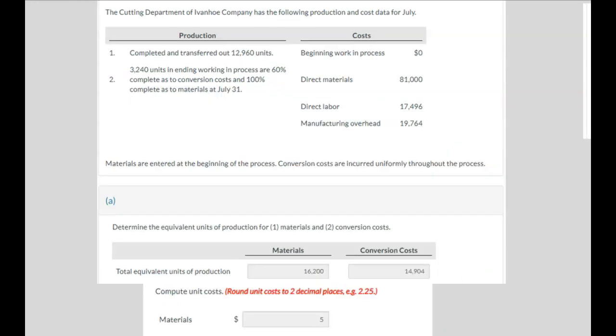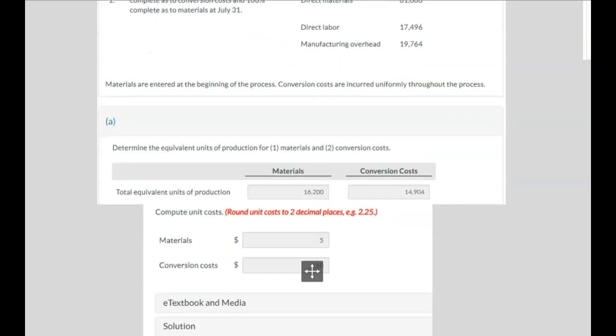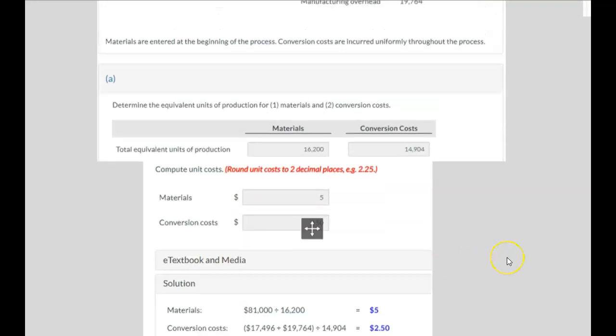Okay, now I moved the screen a little bit. Now let's compute the unit costs. Okay, we've already determined the correct equivalent units for material and conversion. So if I slide on up, what do we have? We've got the 81,000 of material cost divided by 16,200. There's our total equivalent units to use for materials. So that's where the 16,200 comes from.